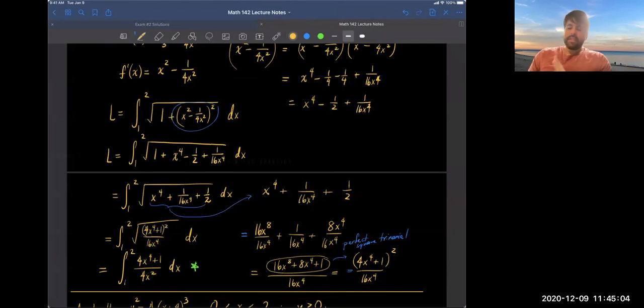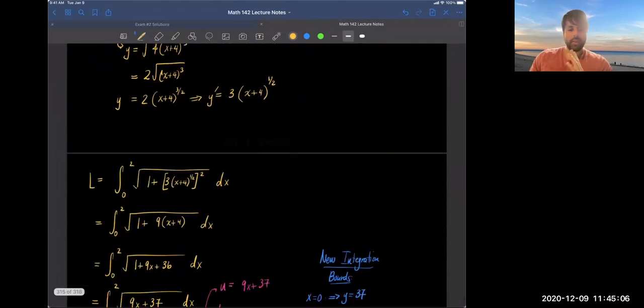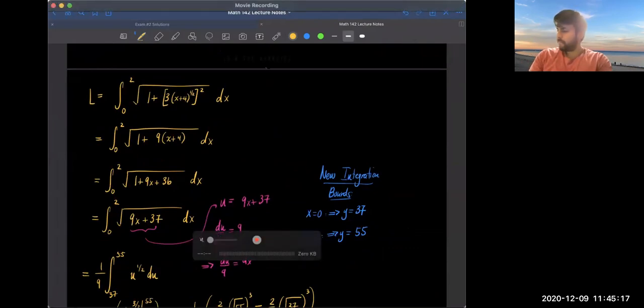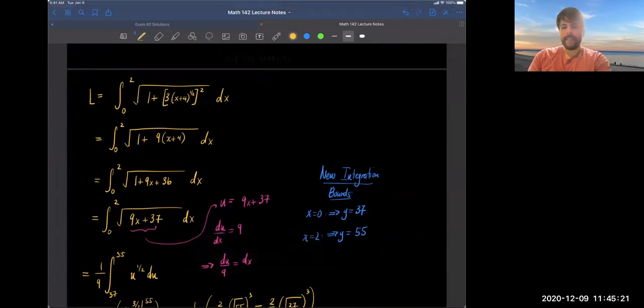Okay, so does everybody understand arc length? How to use the formula? It's just the integral from a to b of the square root of 1 plus the derivative squared. Okay?